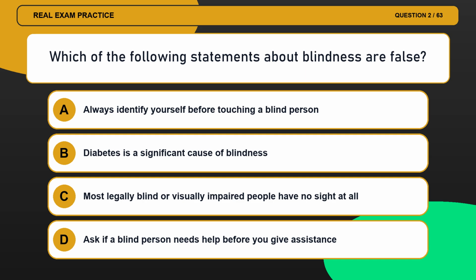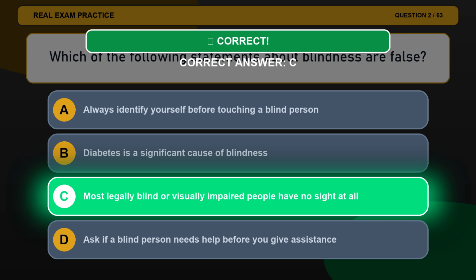Question 2. Which of the following statements about blindness are false? Option A. Always identify yourself before touching a blind person. Option B. Diabetes is a significant cause of blindness. Option C. Most legally blind or visually impaired people have no sight at all. Option D. Ask if a blind person needs help before you give assistance. The correct answer is option C.